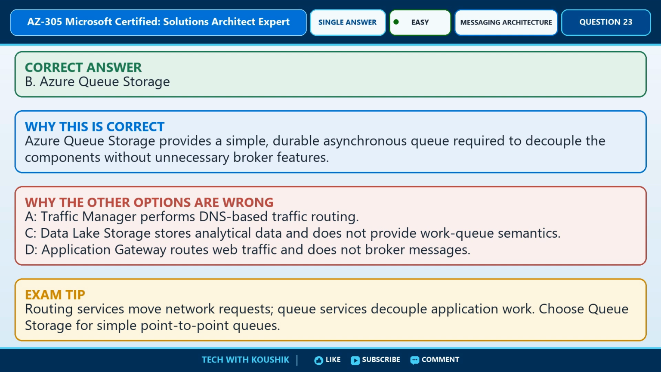A useful examination rule is this. Routing services move network requests. Queue services decouple application work. Choose Queue Storage for simple point-to-point queues.